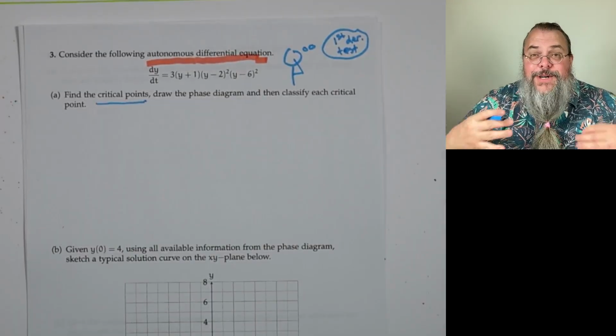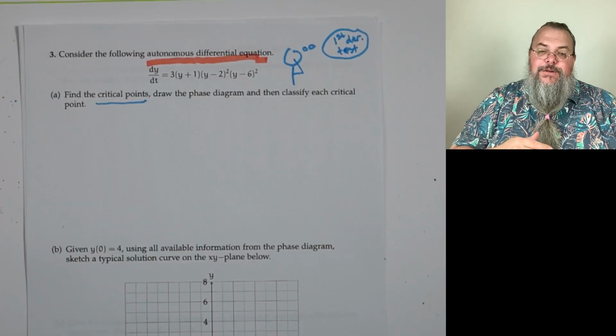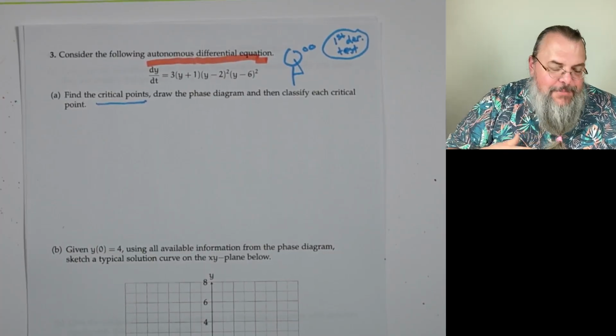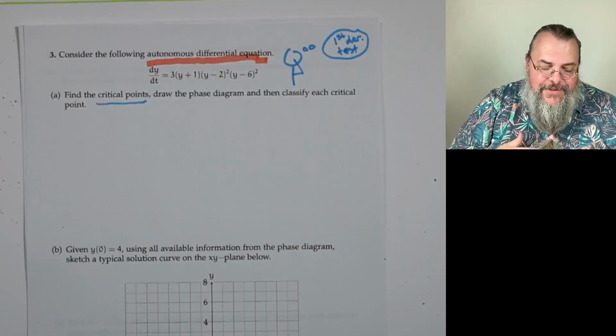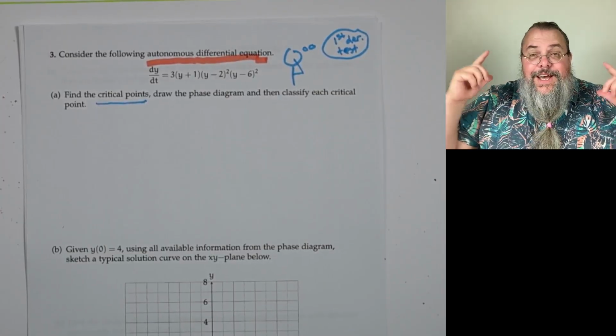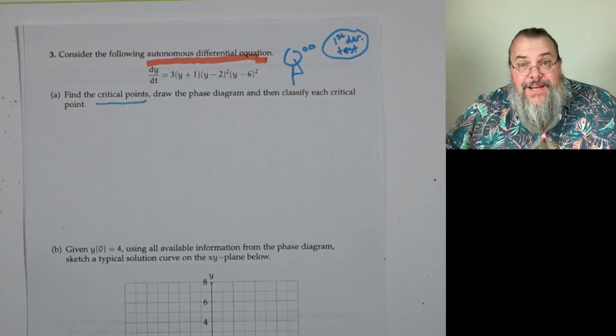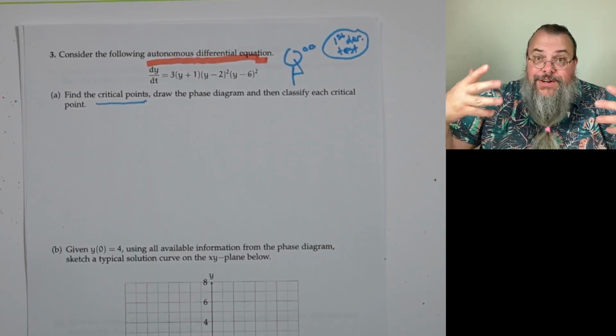What would your Calc 1 inner child say? It would say, you're awesome. I'm so proud of how good you've gone at derivatives. Then it would say, hey, critical points, that means derivative equals 0.